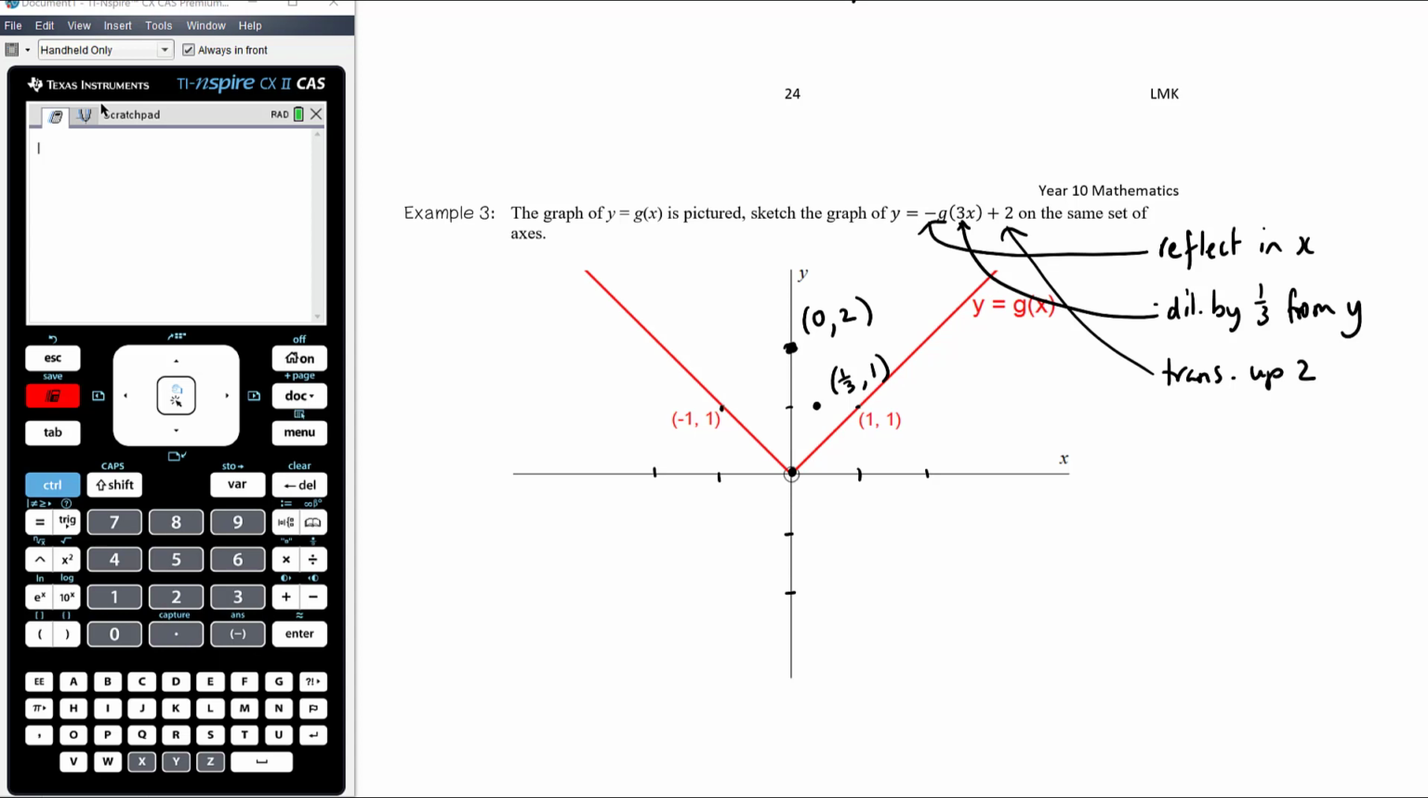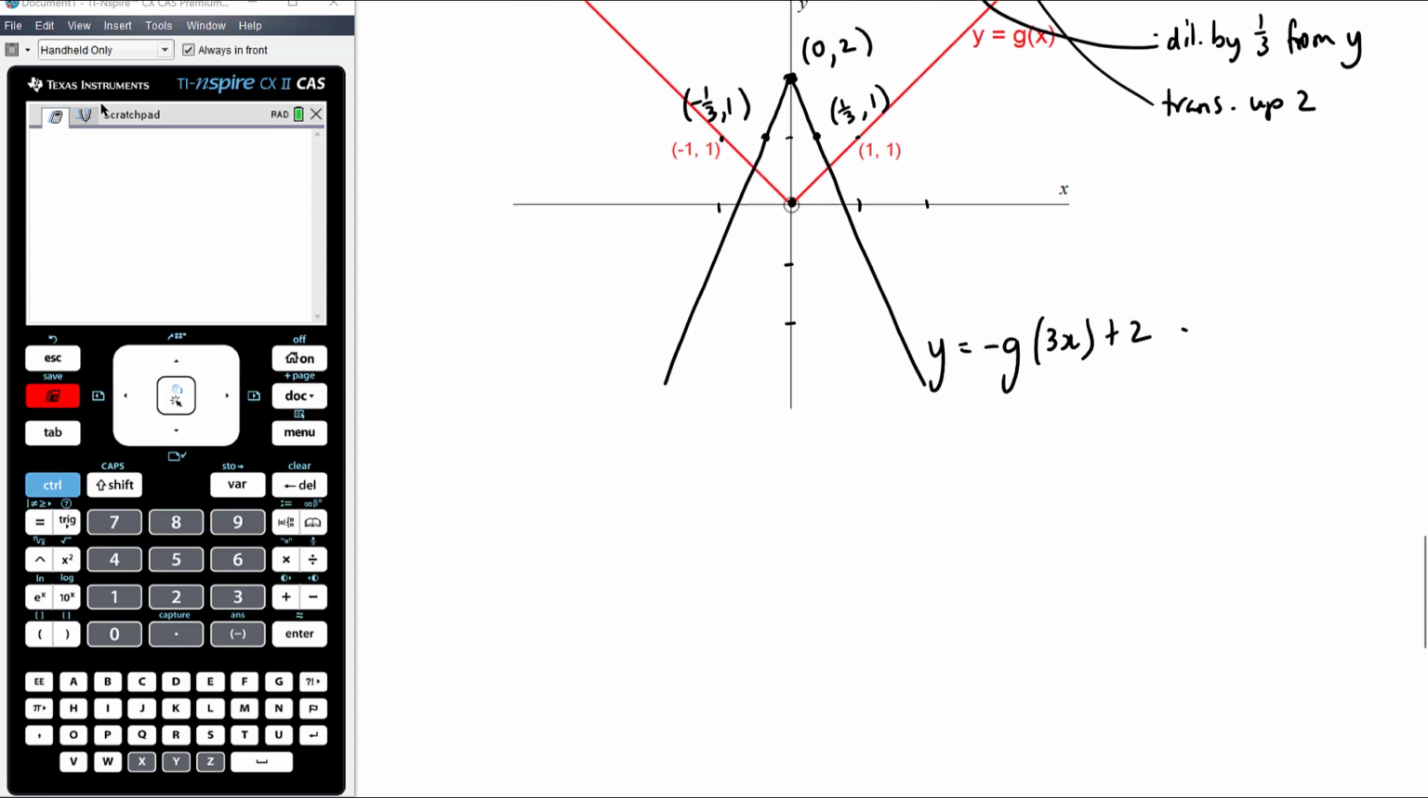Take this point, reflect it in the x-axis, it's down here. Dilate it by 1/3 from the y-axis, it's in here. So we reflect it, we dilate it, and then translate it up by 2 again, and it's going to be up there. Okay. So this is now the point (-1/3, 1). And if we join up those points with the same graph shape we can see originally, we get this new graph, y equals negative g of 3x plus 2.